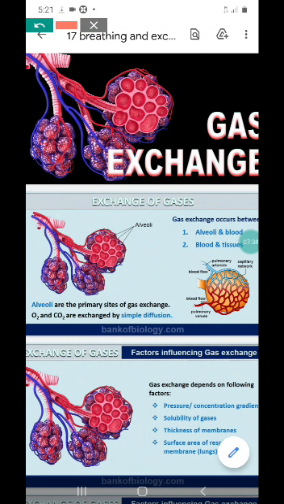Different gases have different solubility levels. Carbon monoxide has more solubility. If carbon monoxide and carbon dioxide are both present at the same time, our blood can take up CO. It can combine with carbon monoxide. It has more affinity towards carbon monoxide, so it depends upon the solubility of gases. It depends on the thickness of membranes. It also depends on the surface area of the respiratory membrane or the lungs.